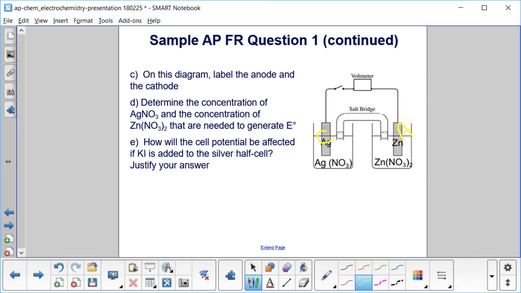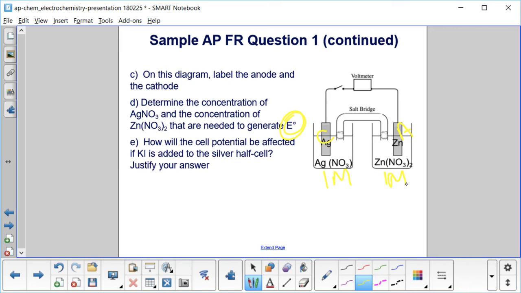Now part D, determine the concentration of silver nitrate and the concentration of zinc nitrate that are needed to generate a cell potential that we calculated previously. Now, because we're talking about a standard cell potential, both concentrations have to be 1 molar, because that is the standard condition for standard cell potential.